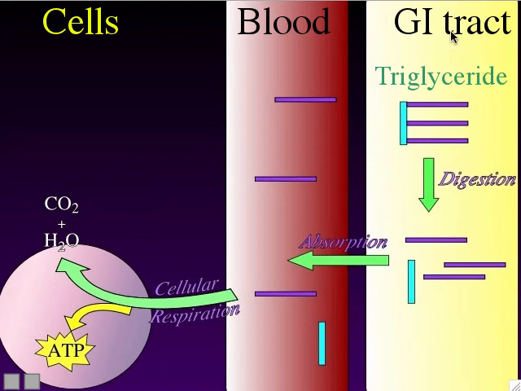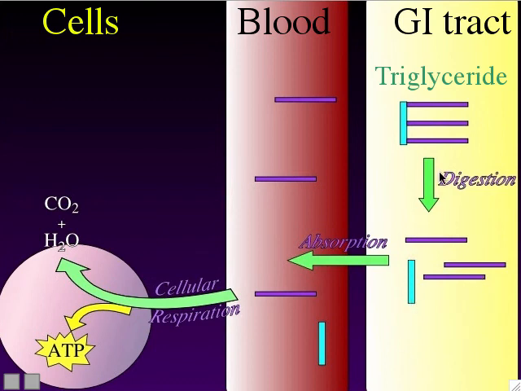Okay, so here we see this. Here's the gastrointestinal tract in yellow right here. So you're putting these triglycerides from the foods inside your GI tract. And your GI tract digests them. It breaks the triglyceride molecules apart into fatty acids, these little purple-looking things here, and the glycerol molecule, which is this blue-looking thing right there.